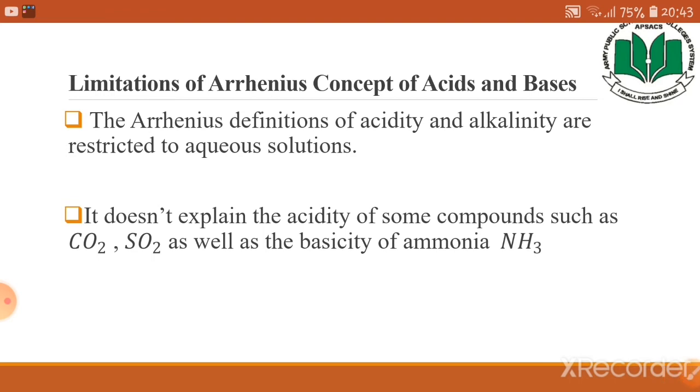And because of these limitations, a new concept to identify a certain substance as an acid or a base was derived, and we will discuss that concept in our tomorrow's lecture.